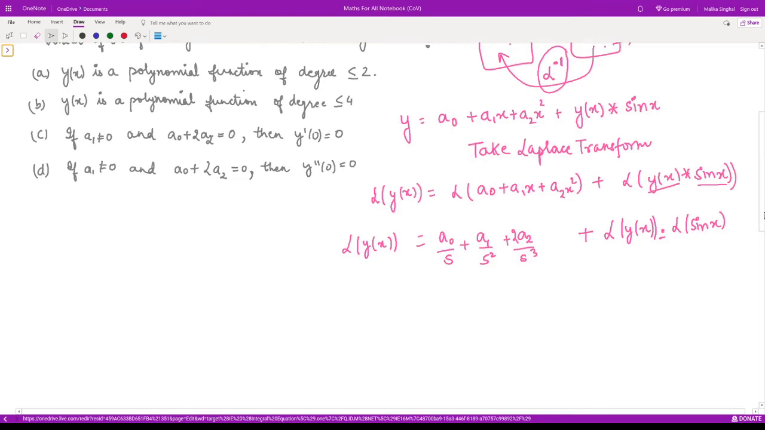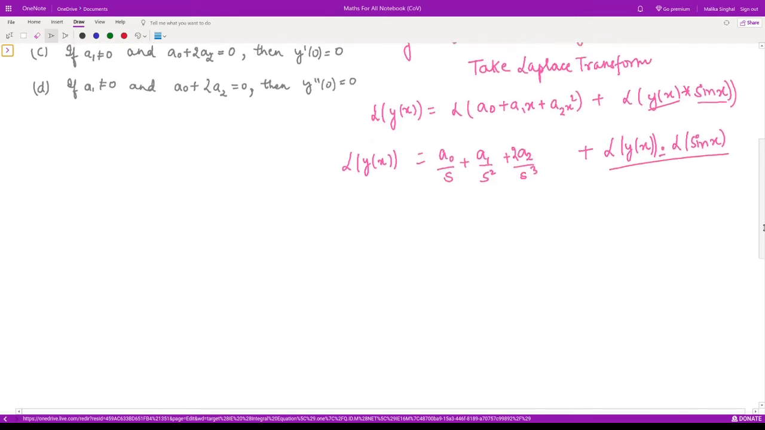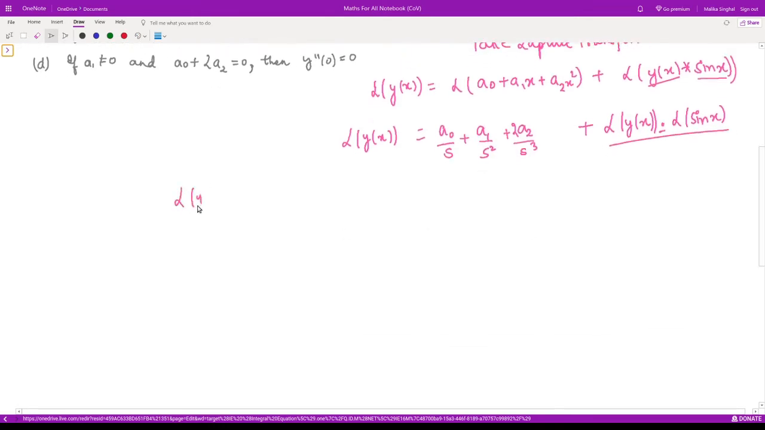Now let's move this term to the left hand side. What do we have? We have Laplace of y of x multiplied by 1 minus Laplace of sine x. What is Laplace of sine x? Do you remember the formula?